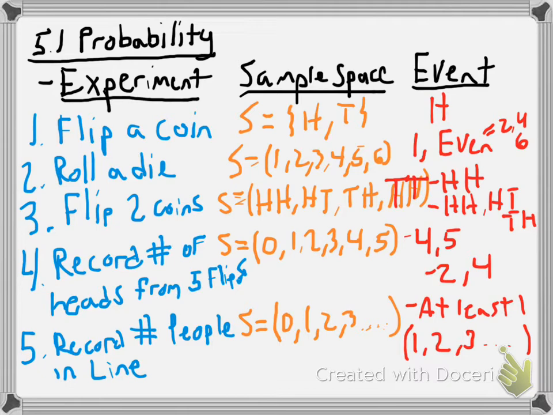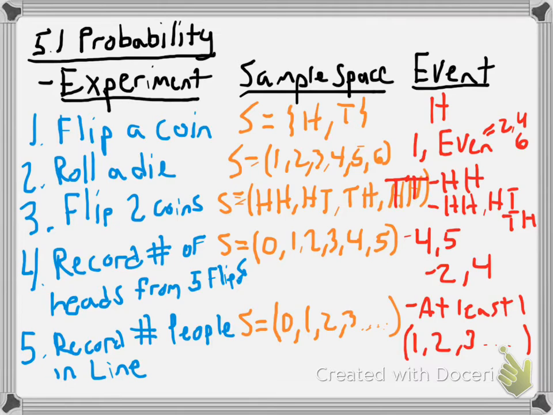Now the next two, believe it or not, if we record the number of heads from 5 flips, the chance of getting 0 heads is not the same as getting 2 heads. You would probably expect getting 2 heads more than getting 0 heads, because 0 would mean that you'd have to get 5 tails in a row, which is not that likely. Same for number 5. So we can't use classical probability for 4 and 5.